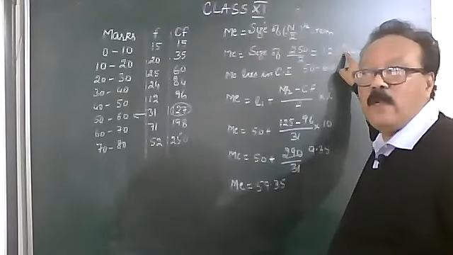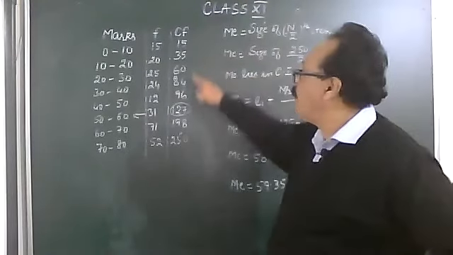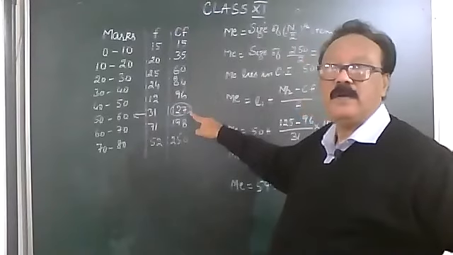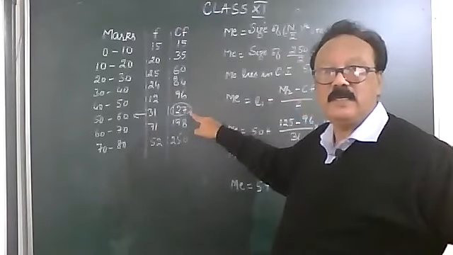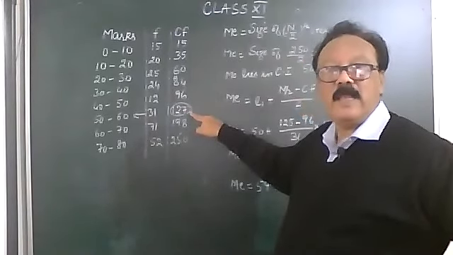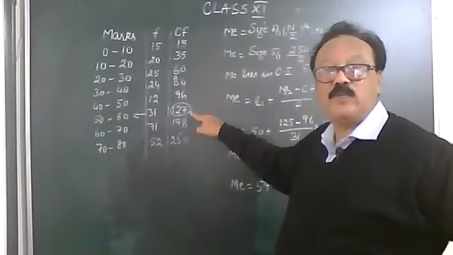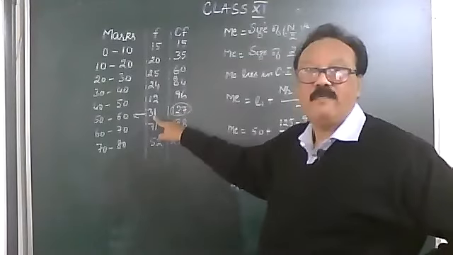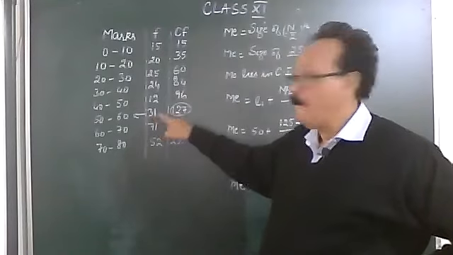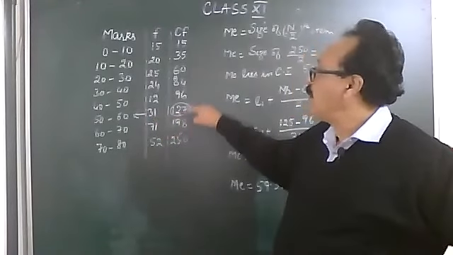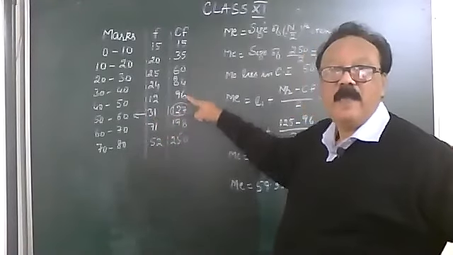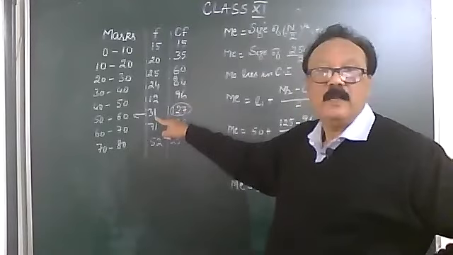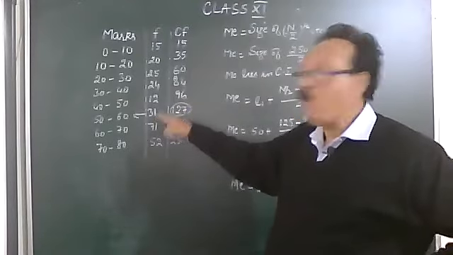Where would you find that 125th item? In the CF. The 125th item would be here. Circle it. Like I said, circle it, because this helps you to identify the CF and the F very quickly. Wherever the value lies, the one above is the CF, and the one at the side is your F.